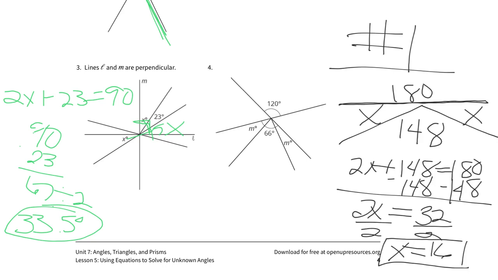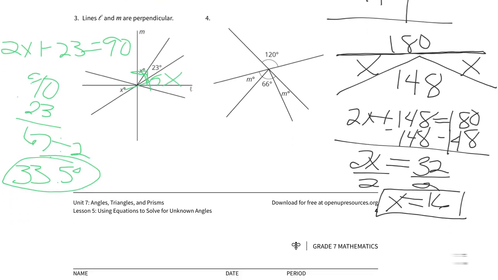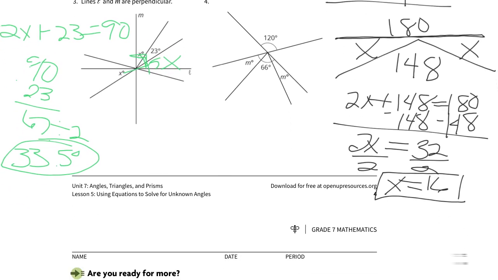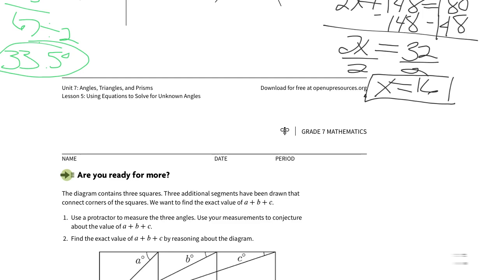Okay. Number 4 on page 42 is a lot like the problems we've been doing. The 2m's plus 66 equals 120. If we subtract 66, we get 56. We divide by 2, we get 28 degrees on number 4. Okay, and that's the lesson for today. Not too challenging. We just got to figure out, are we dealing with a 90-degree angle, or are we dealing with a 180-degree angle?